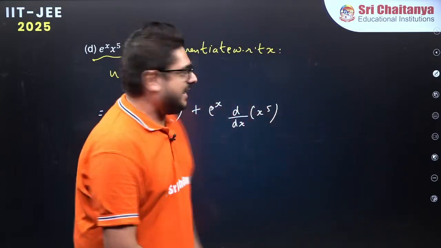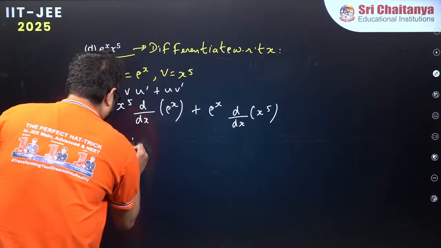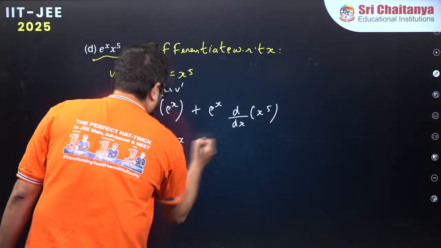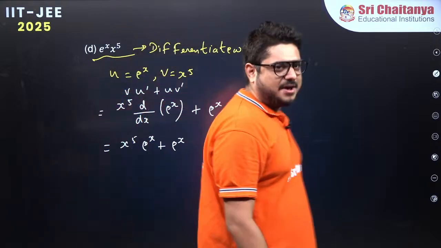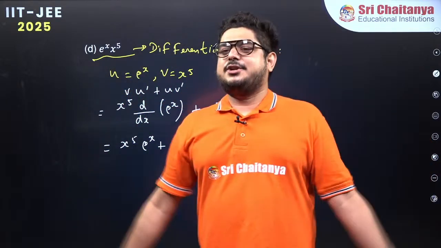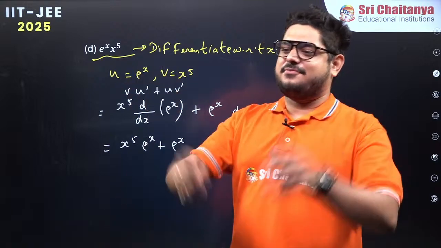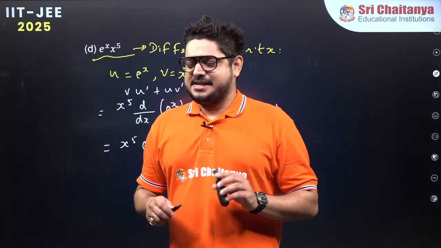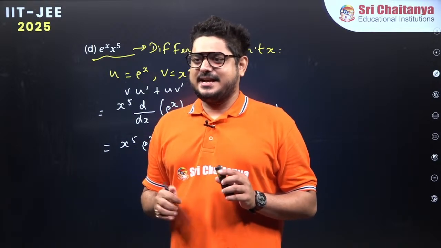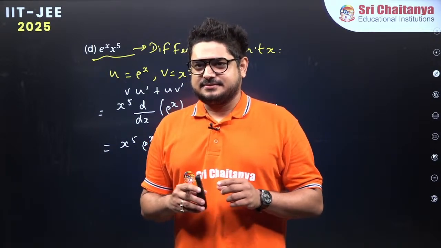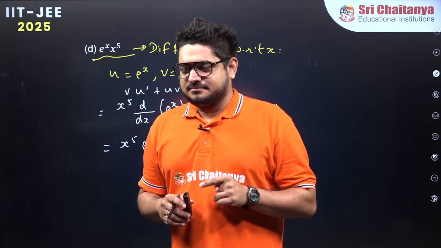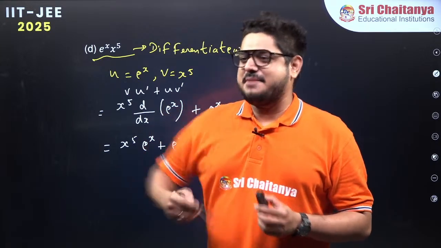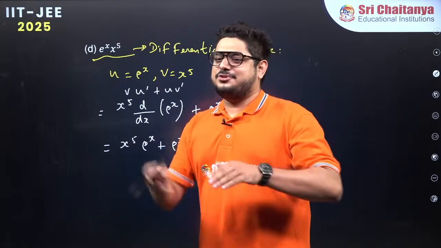So now what I will be getting? This is going to be x to the power 5 into e to the power x plus e to the power x into. What do you think will be d by dx of x to the power 5? I need the answer. Yes, correct. Everyone keep on posting the correct answer.